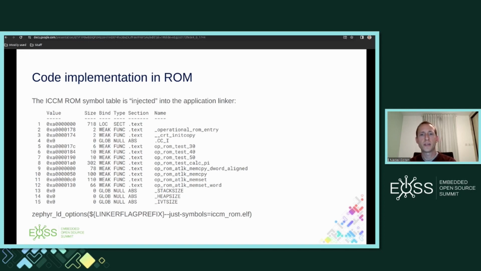The best way we have found to implement it using the ARC MetaWare toolchain is to compile the ICCM ROM content as an ELF file. In the CMake of the application, we added the Zephyr LD options command, which tells the linker that there are additional symbols to be linked with. This allows the application to call those functions, even though the functions are not compiled as part of the application itself, but present in the ICCM ROM.